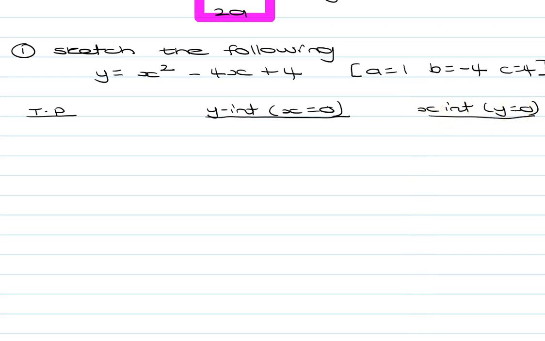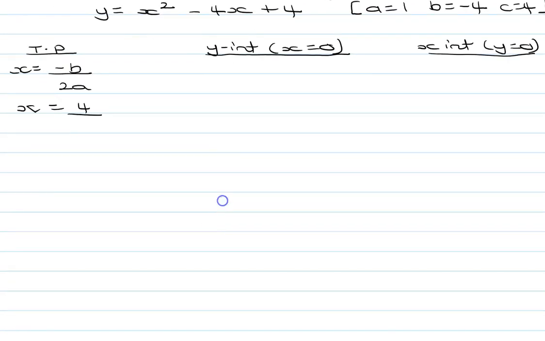Okay, so for each one, let's look at the turning point first of all. I'm going to use the new equation that we've just learnt. So x equals -b over 2a. So let's have a look at this. Okay, so b, as we said, is -4. So I'm going to write that as 4 over, and then a is 1, so over 2 times 1, which is 2. And then x equals 2.